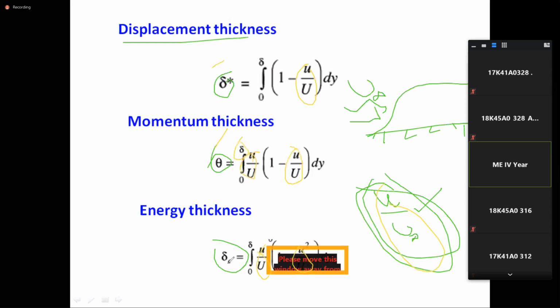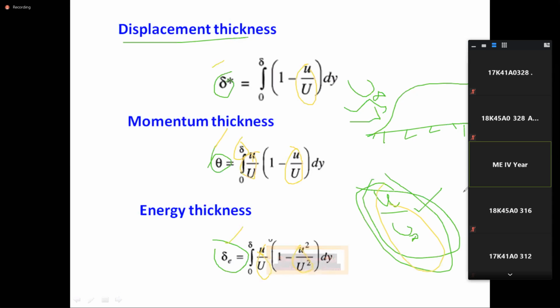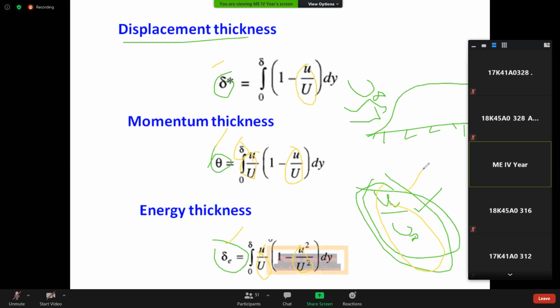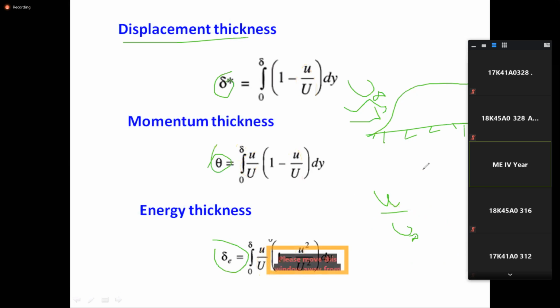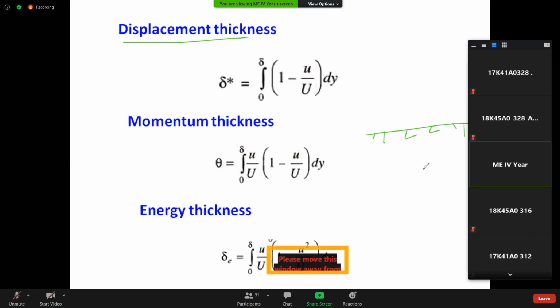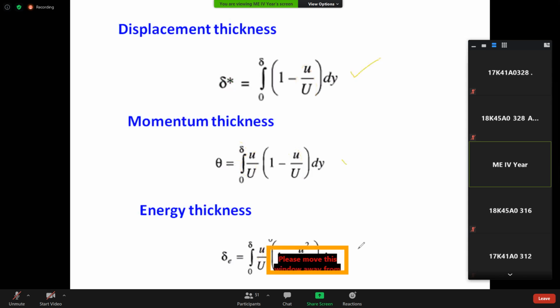Theta is the momentum thickness, then the displacement thickness and the energy thickness. This was already done, so you don't do it here again. I'm showing this slide for understanding how the velocity profile varies, and if the velocity profile is given, how to calculate the displacement thickness, momentum thickness, and energy thickness.